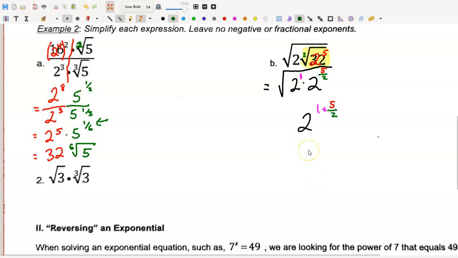So with the colors, you can see where things are coming from. That 1 came from this 2 from the very beginning. The 5 came from the fact that 32 is 2 to the 5th. And this 2 down here came from the fact that it's a square root. Came from this right here.